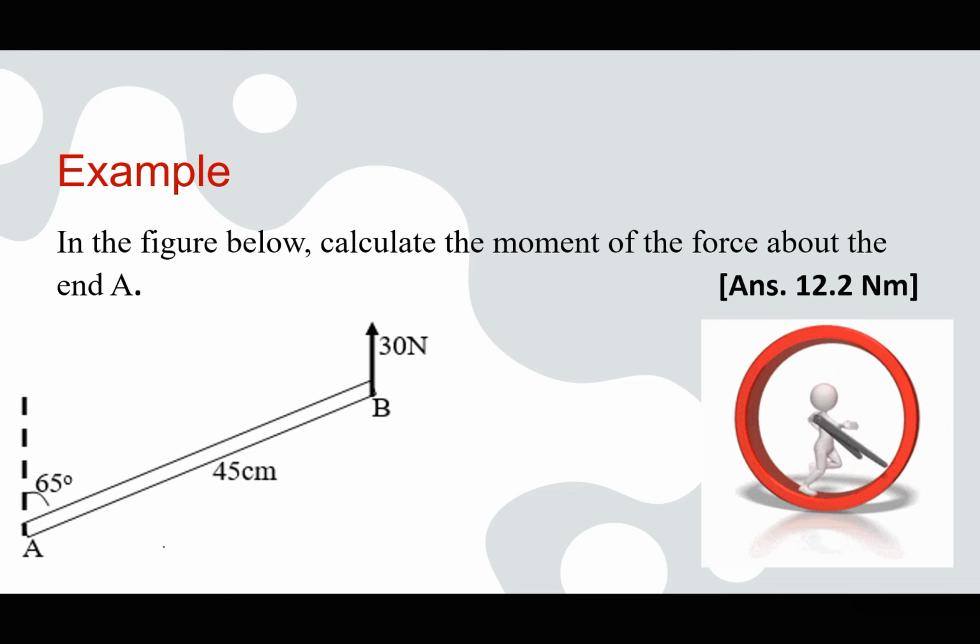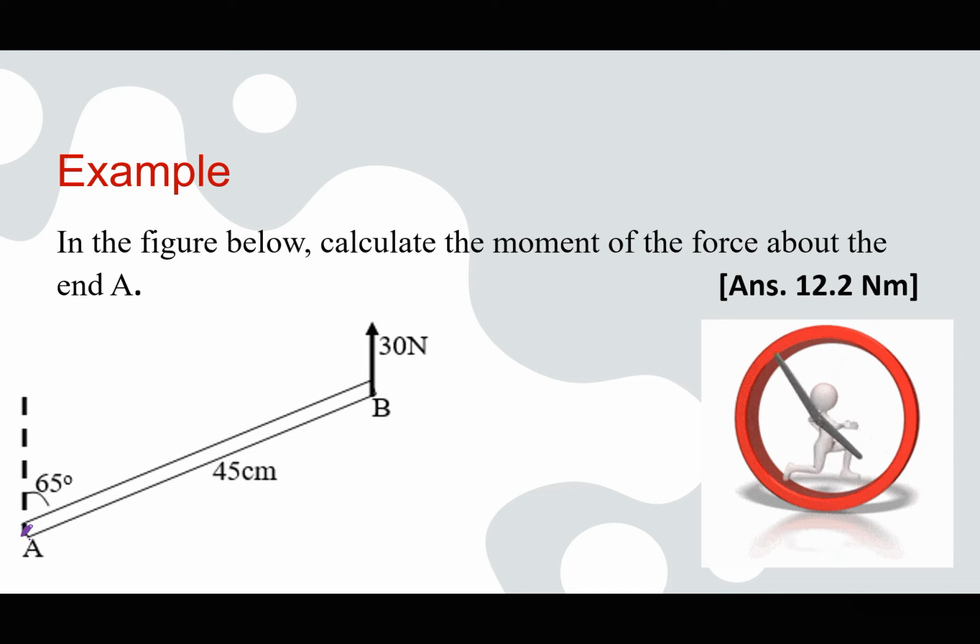In IGCSE, you didn't do such questions because these involve angles. In IGCSE, you were just doing questions which did not involve any angles at all. But here, angles should come into play now to make this at least more advanced. So we want to calculate the moment of the force about A. A is acting as the pivot.